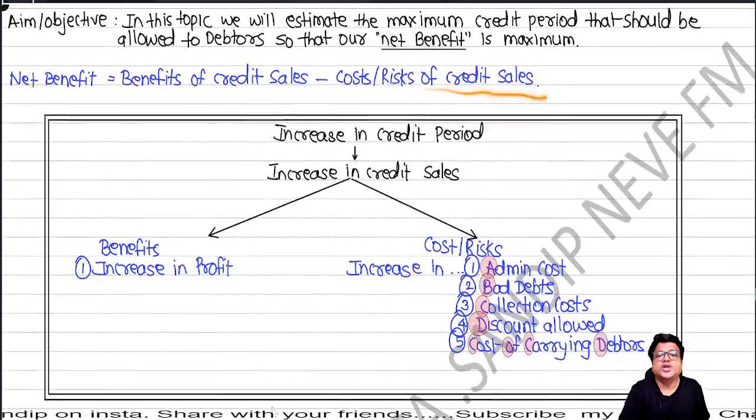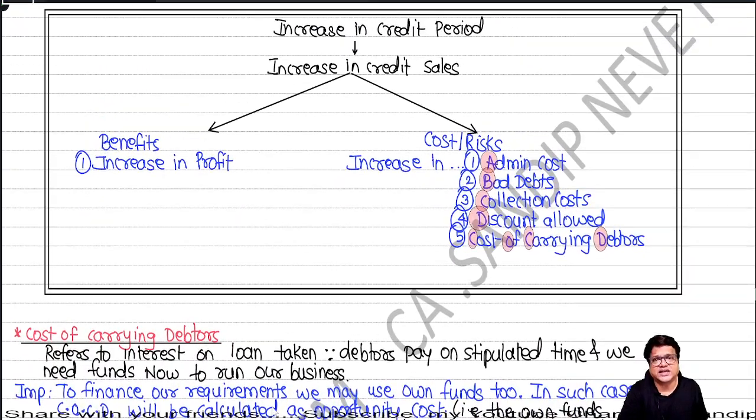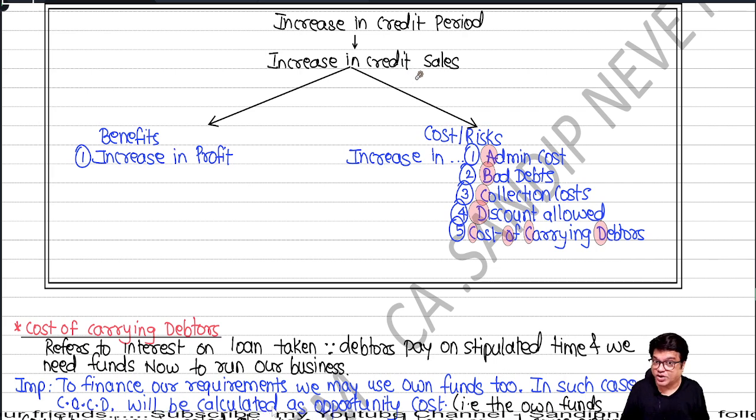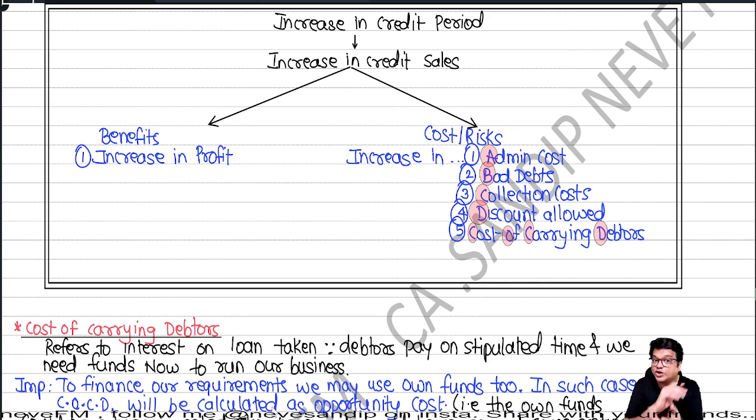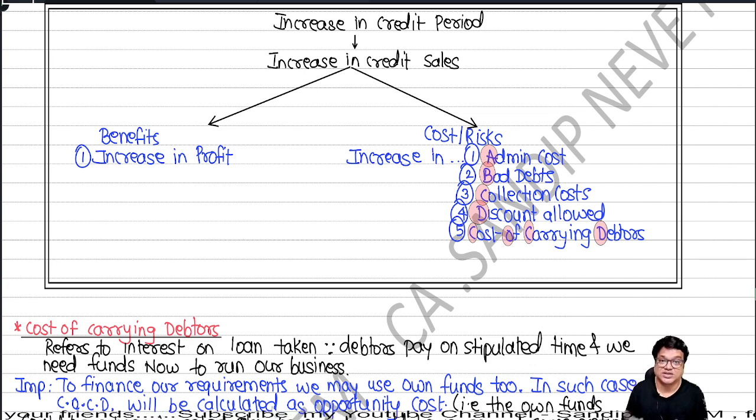See, people, in general we always say that if you increase the credit period, what will happen? It will lead to increase in credit sales. Very true. And it will lead to increase in profit. Very true. But people, there is a flip side also. It will lead to increase in ABCD, COCD. What is this, sir? A for administration cost, B for bad debt, C for collection cost, D for discount allowed, and COCD means cost of carrying debtors. In some other books, you may call it the opportunity cost of investment. Okay, absolutely fine. It means the same.